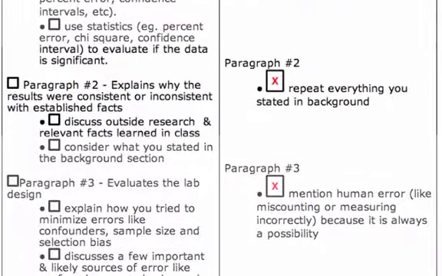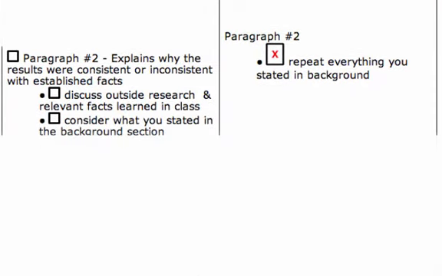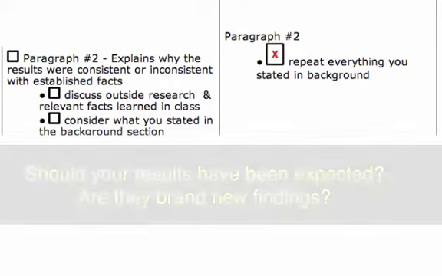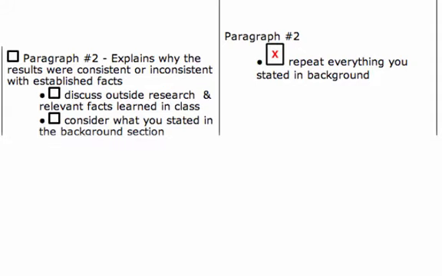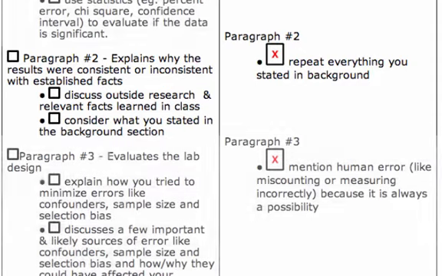Paragraph 2. This is a difficult paragraph to explain, but this is where you explain whether your results were consistent or inconsistent with known facts. Based on the research that you did, based on previous experiments you might be aware of, were your results consistent and expected based on previous information? Or is this something completely new? You just discovered a new fact, for example, or this fact completely undermines what's already known. You have to explain why, and that happens in paragraph 2.